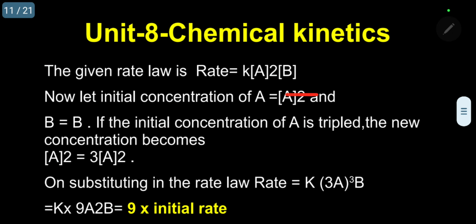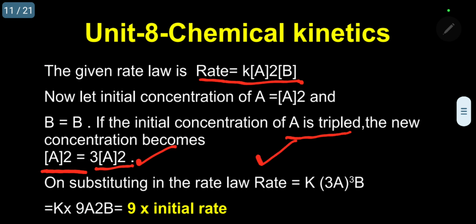Listen to me, the given rate law: rate equals k[A]^2[B]. Now let the initial concentration of A be A and B be B. If the initial concentration of A is tripled, the new A is equal to 3A. Please follow. Because A is the initial concentration, 3 times we are increasing the concentration, so 3A to the power of 2.